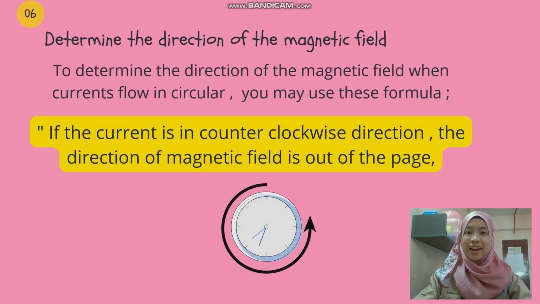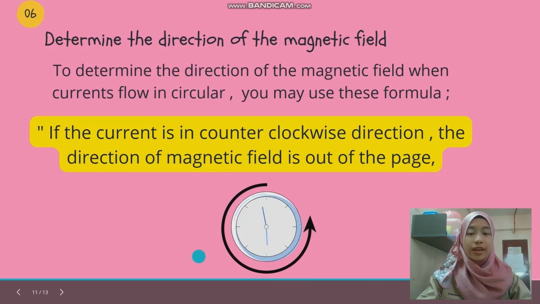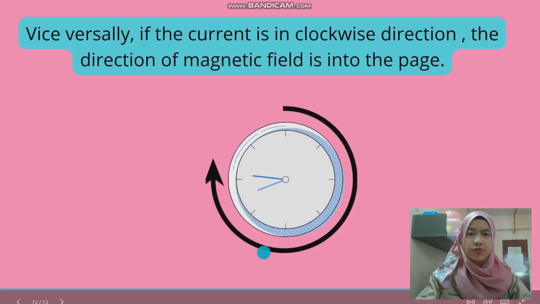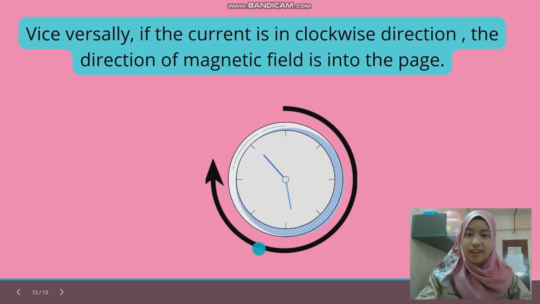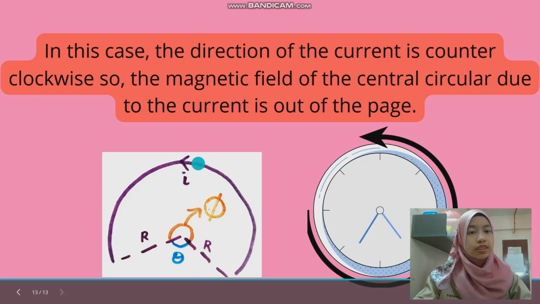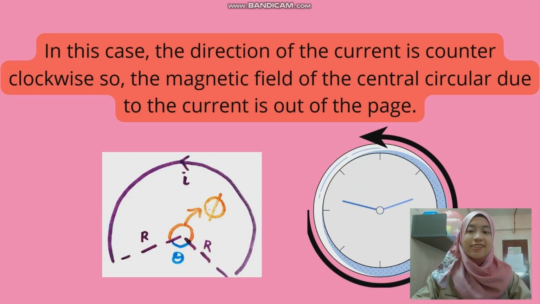And then we need to determine the direction of the magnetic field. To determine the direction, we need to use this rule. Firstly, if the current is in the counterclockwise direction, just like this, the direction of the magnetic field is out of the page. Vice versa, if the current flows in the clockwise direction, just like this, the direction of the magnetic field will be into the page. So in this case, the direction of the current is counterclockwise. So the magnetic field at the center of the circular arc due to the current is out of the page.